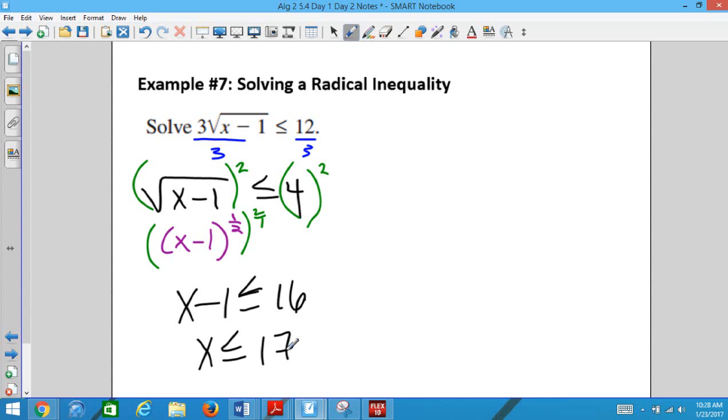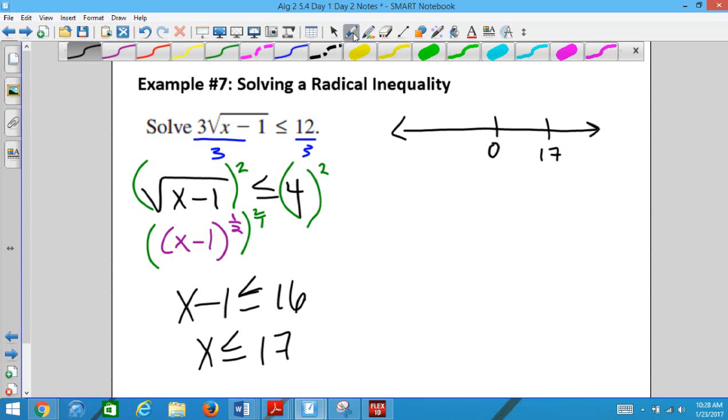Okay, so when you get this answer, you get that x is any number that's less than or equal to 17. Somebody give me a number that is definitely way less than 17. 0? 0 might be an easy one. I'm going to choose 0. That's fine. Look what happens when I plug in 0.